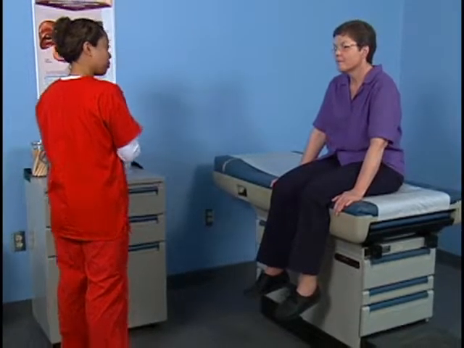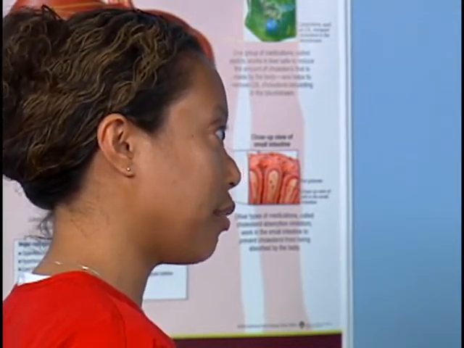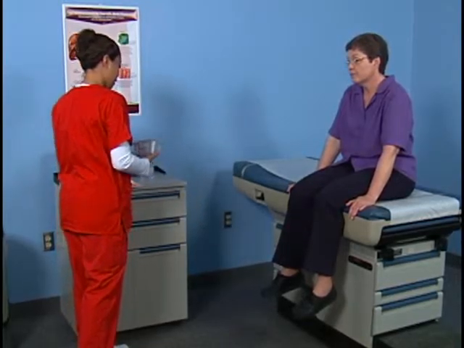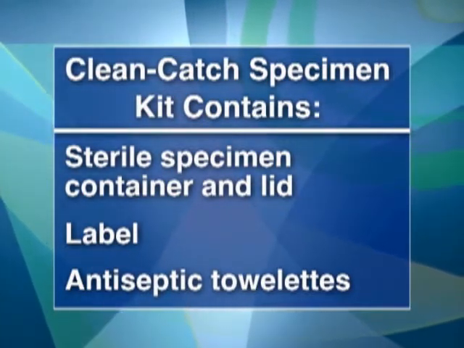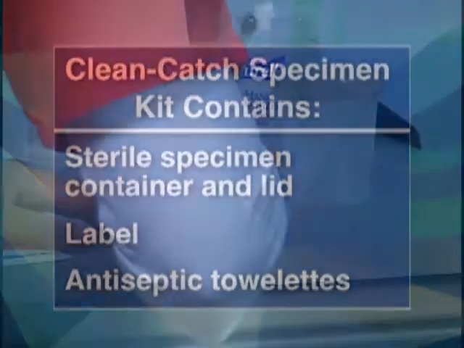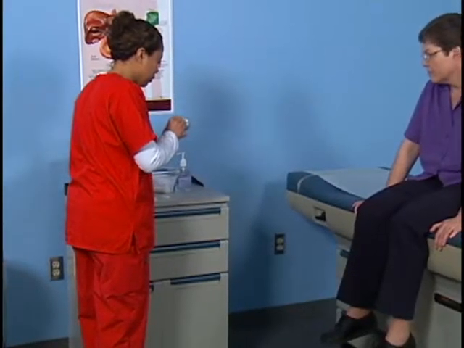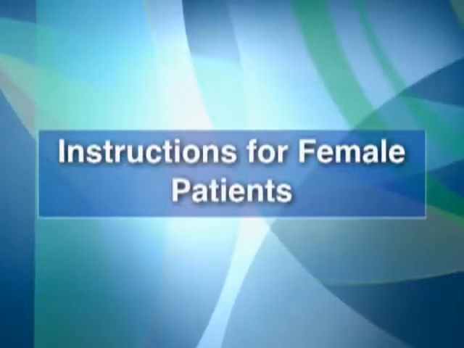Begin the procedure by sanitizing your hands. Greet the patient and introduce yourself. Identify the patient and explain the procedure. Assemble the equipment. You will need the Clean Catch Specimen Kit, which includes a sterile specimen container with a lid, a label, and 3 antiseptic towelettes. Label the specimen container with the patient's name, the date and time, the type of specimen, and your initials.